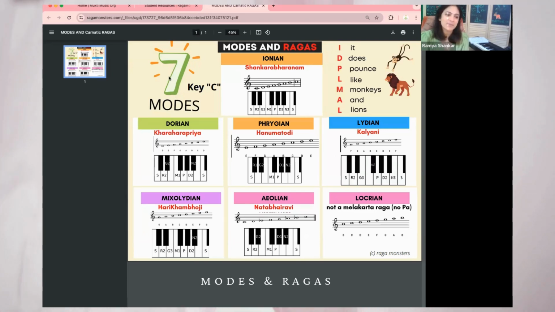So 7 modes, and they are Ionian, Dorian, Phrygian, Lydian, Mixolydian, Aeolian, and Locrian. If it's too difficult to remember, don't worry about it. You can always find your own way of remembering it. I usually remember it like this: it does sound like monkeys and lions, which is IDPL MAL: Ionian, Dorian, Phrygian, Lydian, Mixolydian, Aeolian, and Locrian.